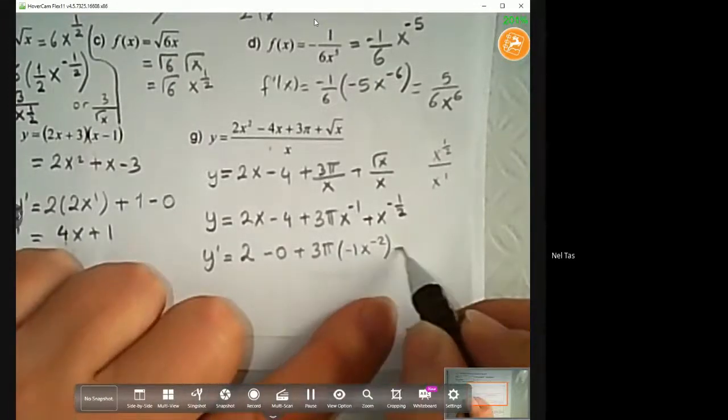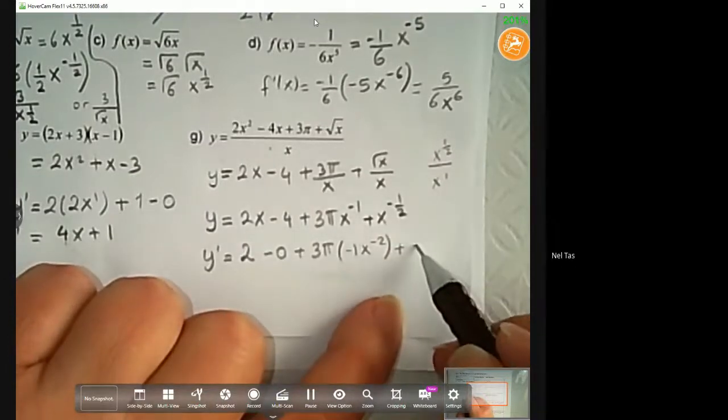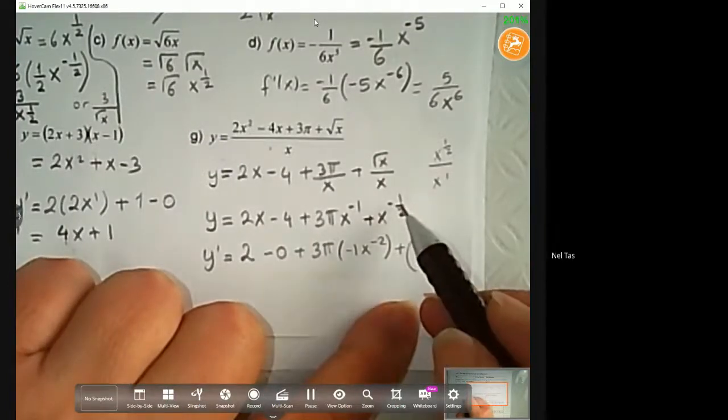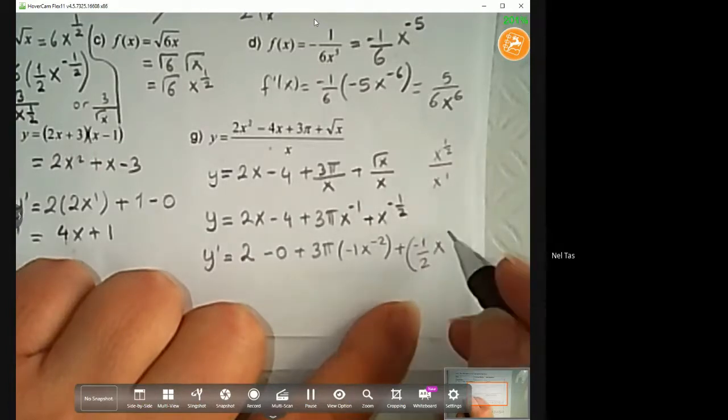Plus, take the derivative of the last term. So negative 1 over 2 is the exponent. Drop it to the front. x, decrease the exponent by 1. So negative 1 over 2 minus 1 gives you negative 3 over 2.